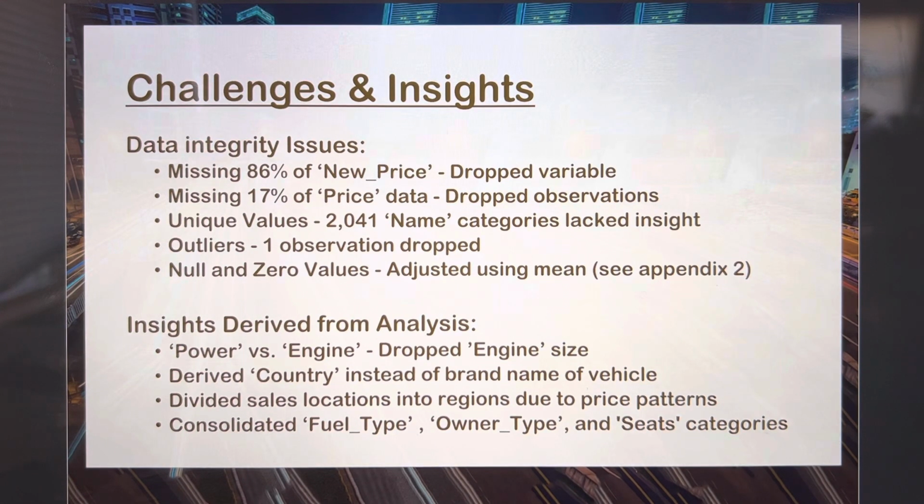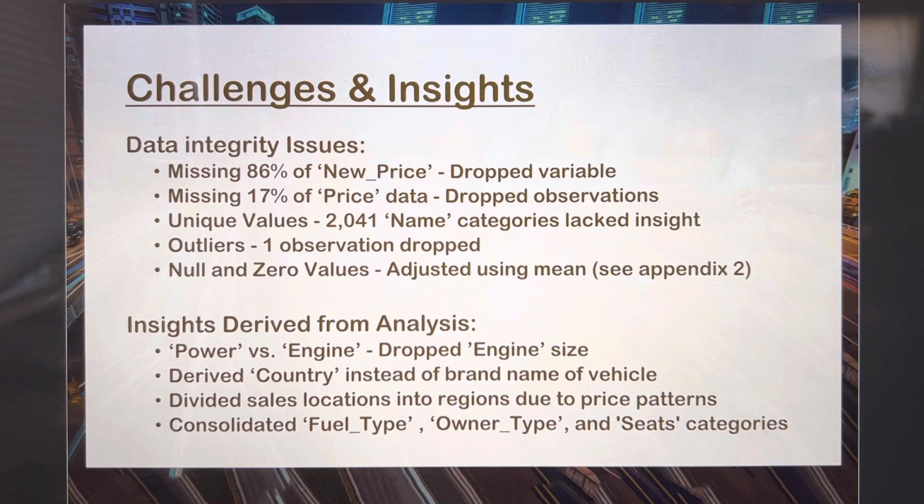We also found that there were over 2,000 unique values in the name category because it combined the brand name, the model name, and other car features. And we'll talk about how we dealt with that in a moment. We only found one outlier, and this observation was easily dropped. And there was a small percentage of zero values that we adjusted using the mean for each respective variable. And you can see this in our appendix.